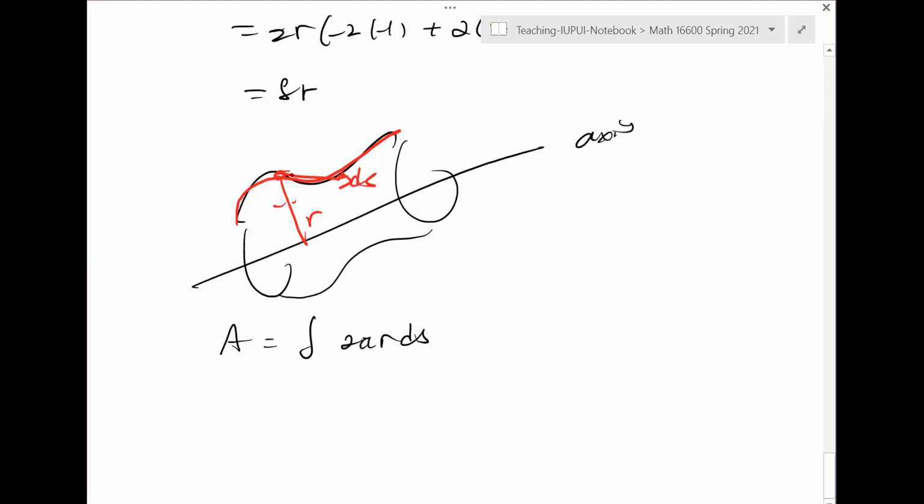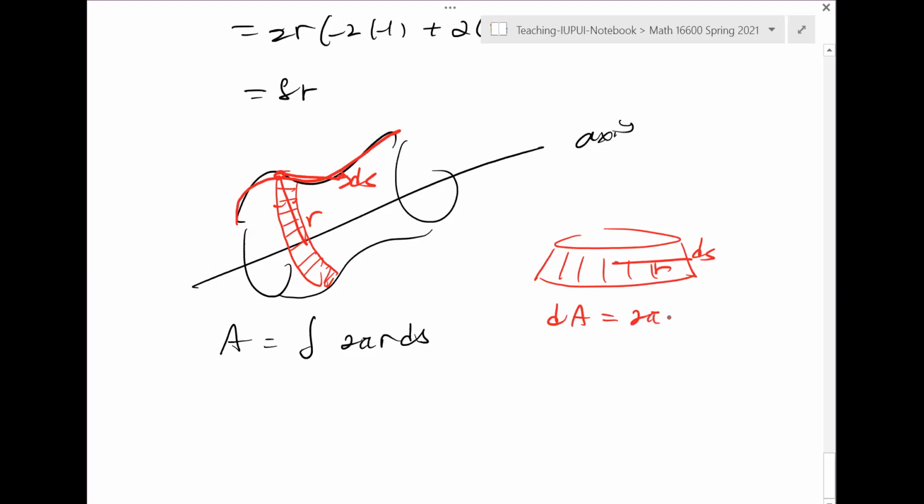Because this surface is approximated by a small surface like that. If you have a surface like that, where this side is ds and this radius is r, then the small area is 2 pi r times ds. You take the area of each small piece, add them together using the integral, and then you get the total area. All right, so let's do the problem.